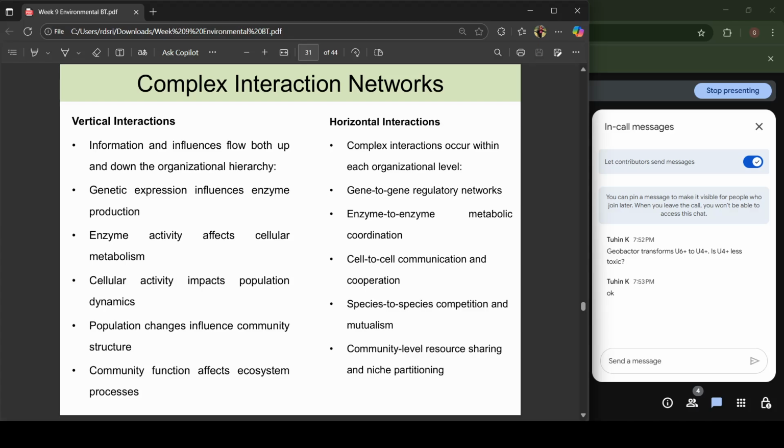So, the presence of one gene can silence another gene. This is one example to remember for gene to gene regulatory networks. Similarly, when you read about the concept of operons, you can know how gene to gene regulatory networks work. Enzyme to enzyme metabolic coordination is required, and that in turn is affected by the environmental conditions also. And finally, there is cell to cell communication, like we have phenomena like quorum sensing and all, where cell to cell communication affects the functioning of the ecosystem.